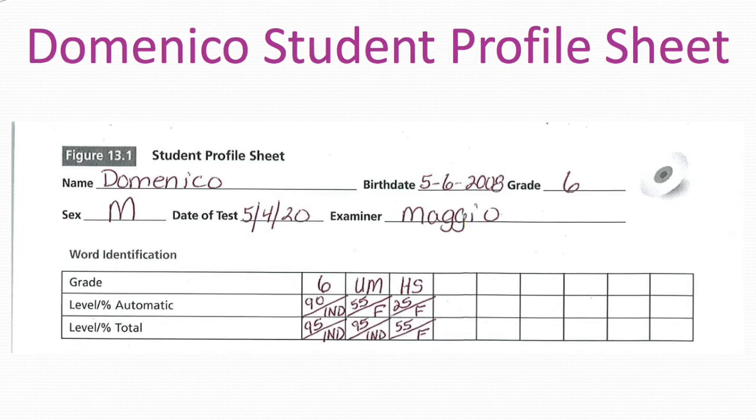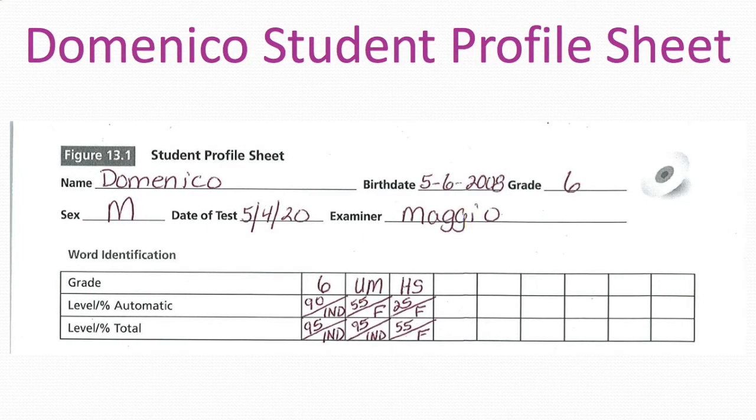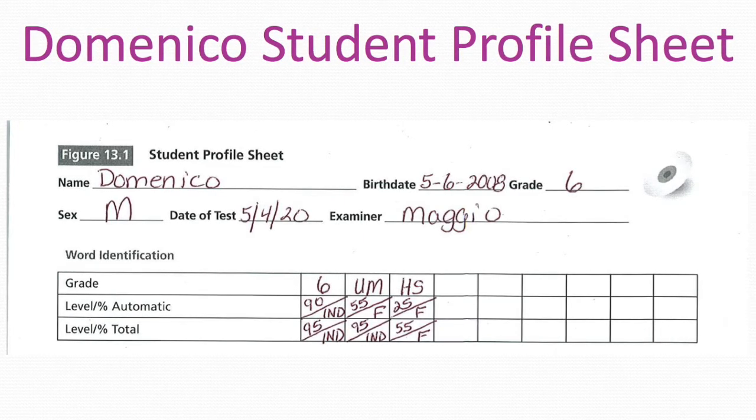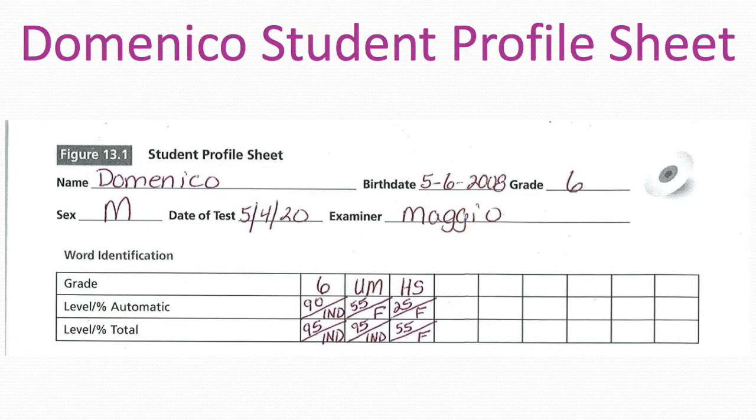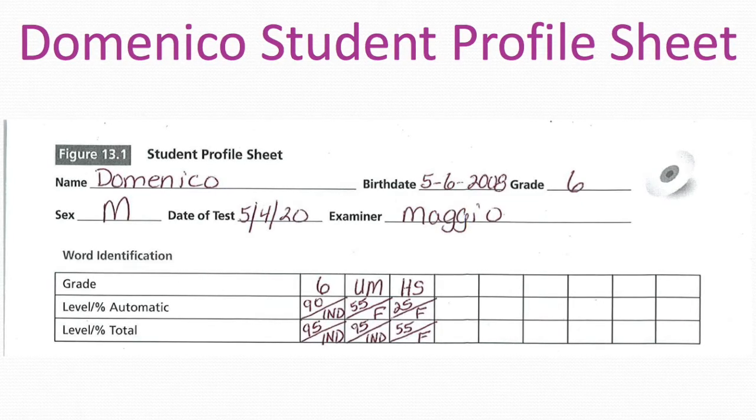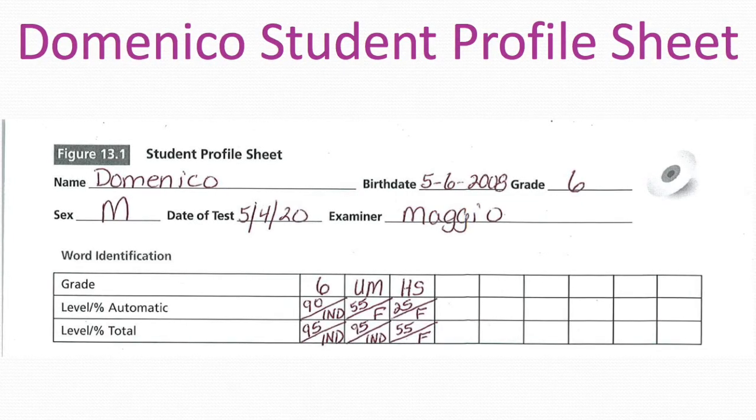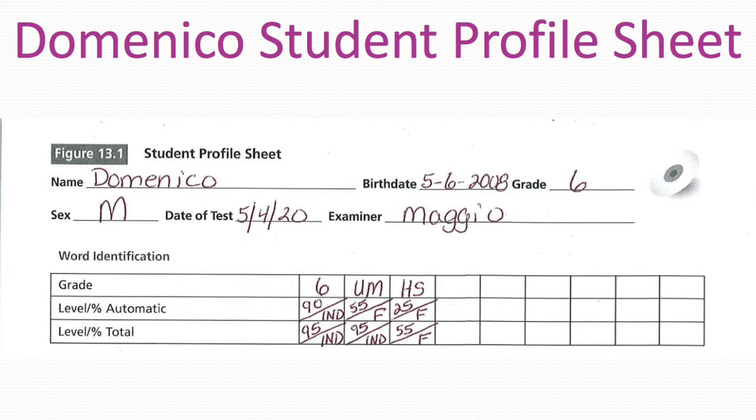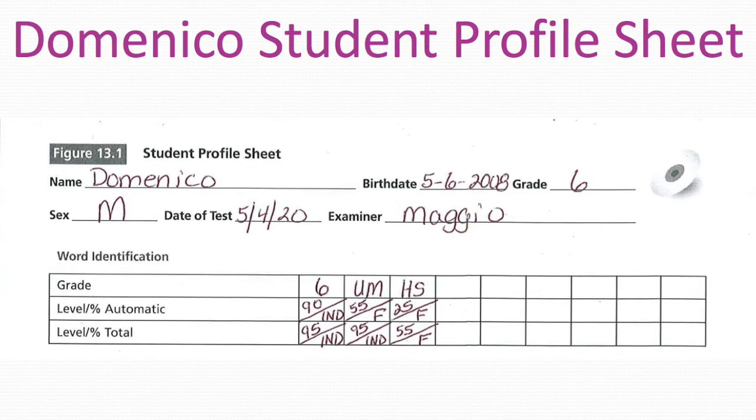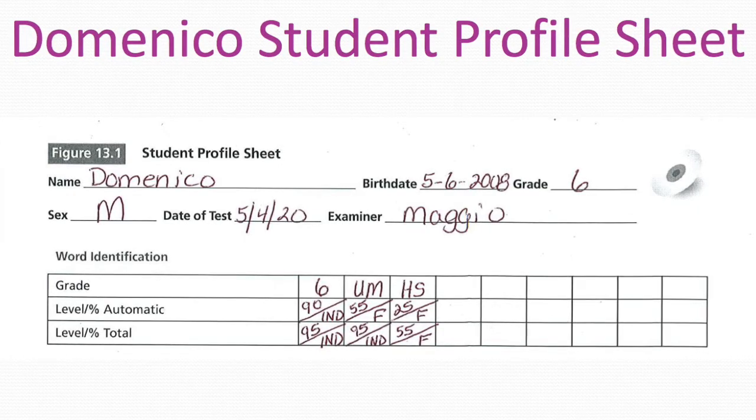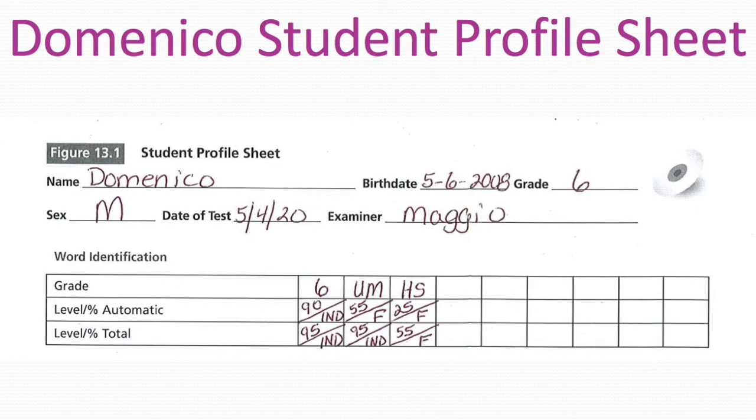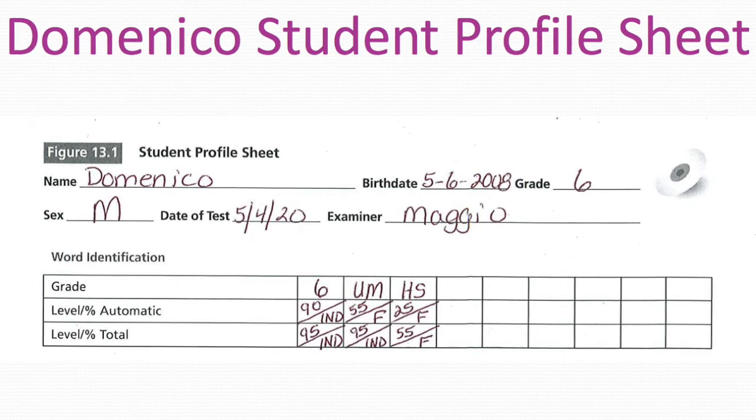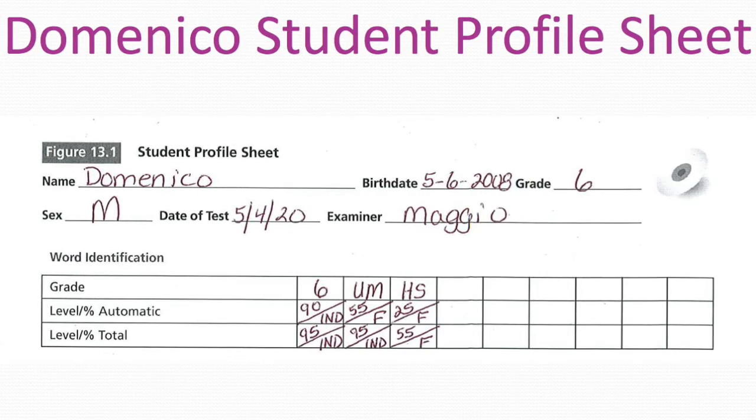And finally, for high school, again, below the HS for high school box for the grade level, we draw the line. We put 25% for automatic and F below the line. And then the next box, 55% total with the F below the line. Now, when you're doing the student profile sheet, you can see there's quite a few spaces over there. So you're going to just go with the lowest grade level up to the highest grade level.